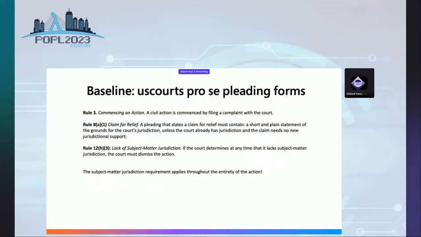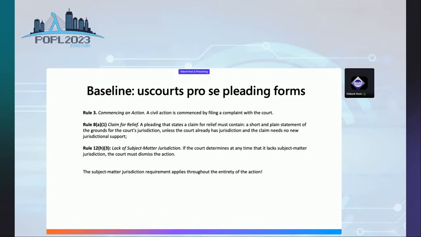So to look at what you get in practice from the available state of the art, we can look at the pro se pleading forms available on the US Courts website. These are the main rules we're going to be looking at, prefaced by Federal Rule of Civil Procedure, Rule X. Rule 3: commencing an action is done by filing a complaint with the court. You have to state your claim for relief. If you have a bunch of claims, there are more complex rules that say you can have as many claims as you want against as many parties. You can have claims in the alternative, dependent claims.